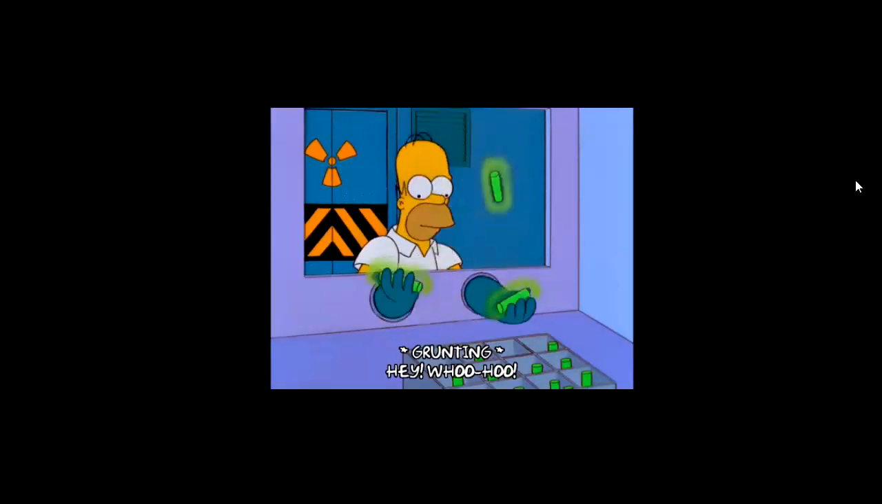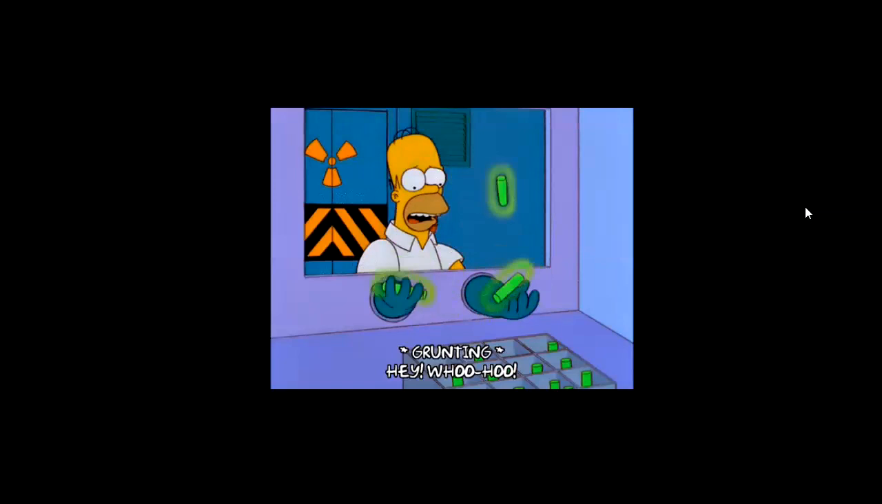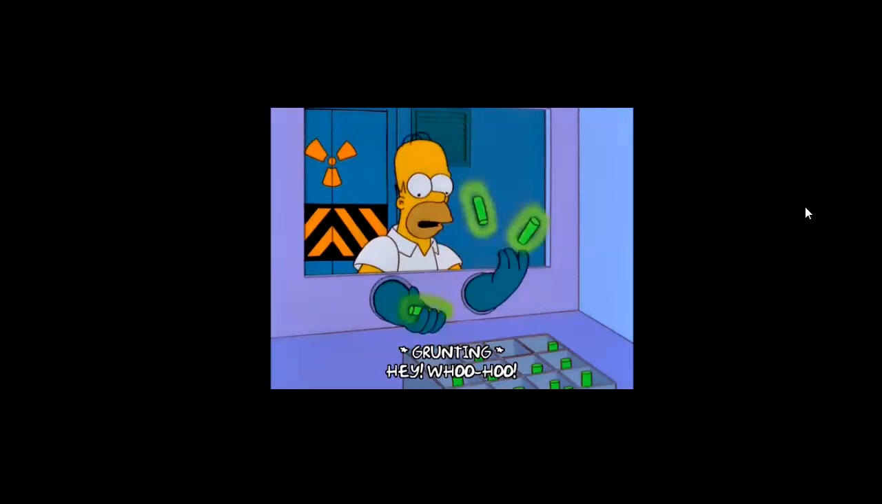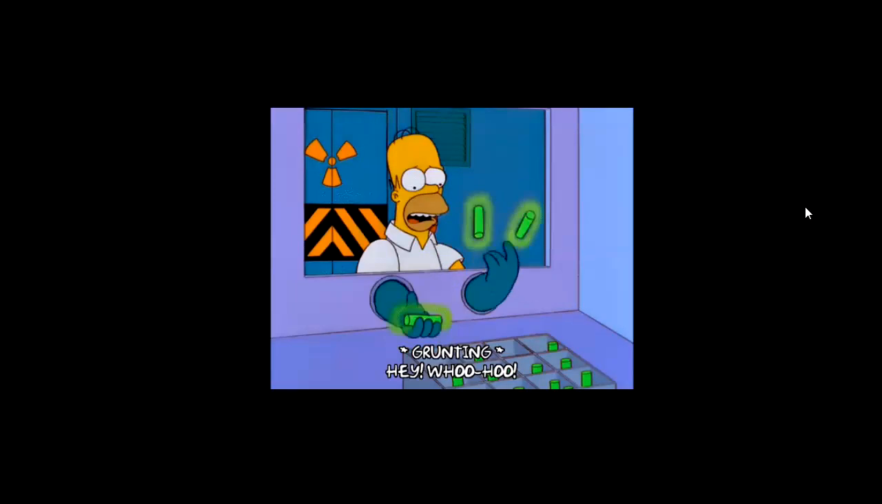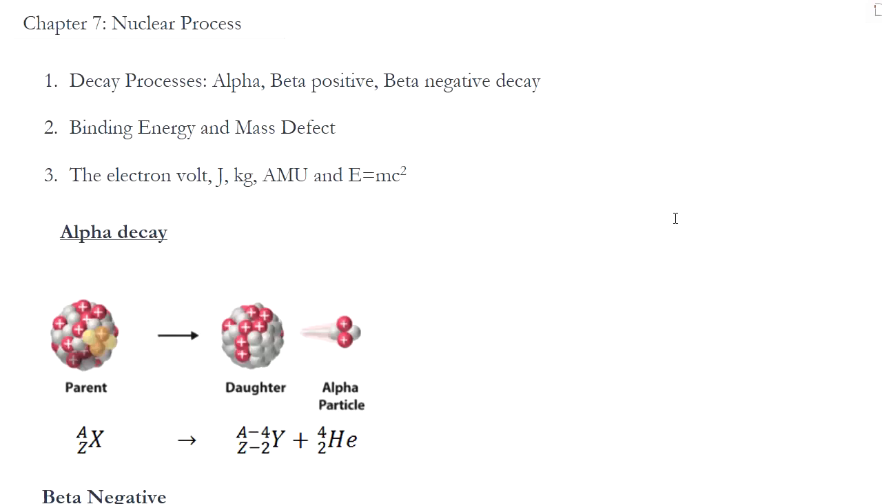I'm going to be covering what I consider the main points of Chapter 7, and hopefully a brief and informative discussion. So I'd like to focus on three main decay processes. There are other ones listed in your textbook, but we're going to talk about alpha decay and beta decay. Beta is positive and negative, two different types.